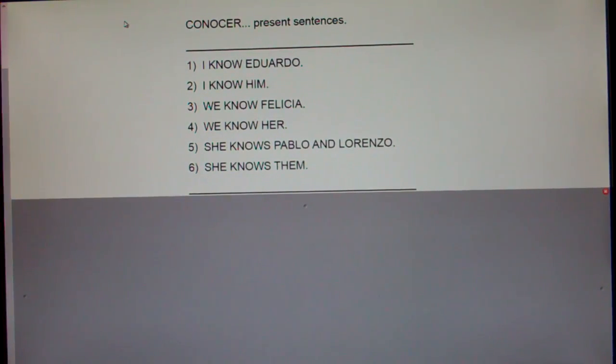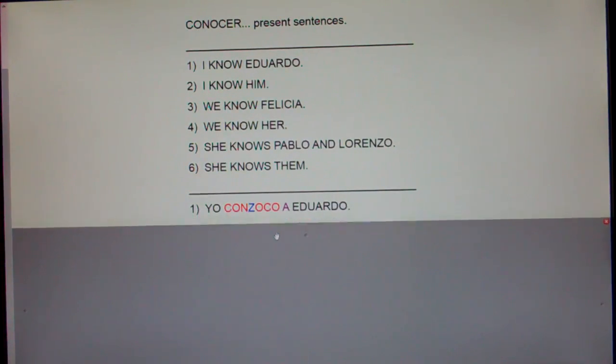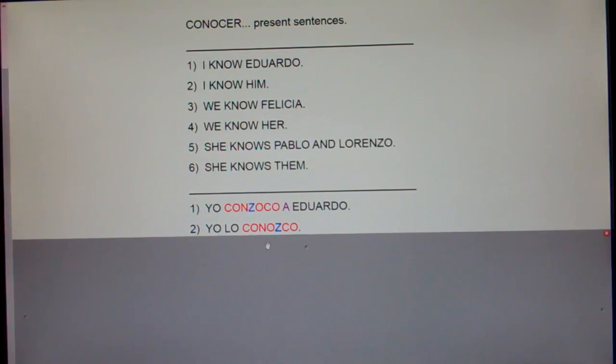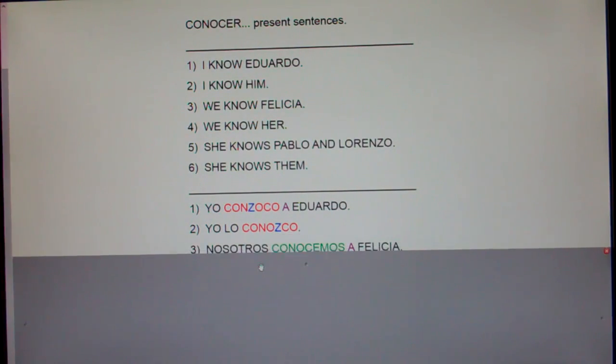This is CONOCER present sentences. Number 1, I know Eduardo. Yo conozco a Eduardo. Number 2, I know him. Yo lo conozco. I know him. Yo lo conozco.